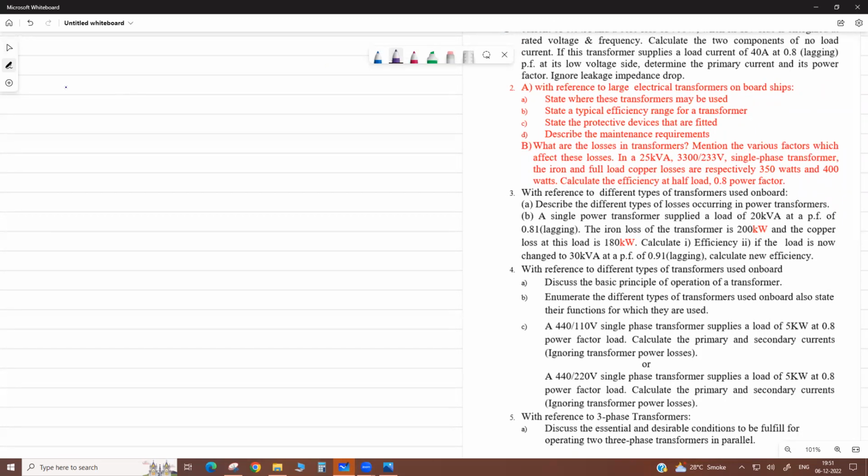So before we start, the question was asked about the different types of losses. In some questions this is asked: different types of losses that occur in a transformer. So we discuss the losses and efficiency of a transformer. We have not actually covered that yet, losses and efficiency.